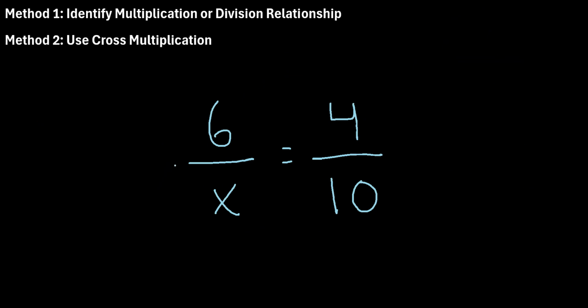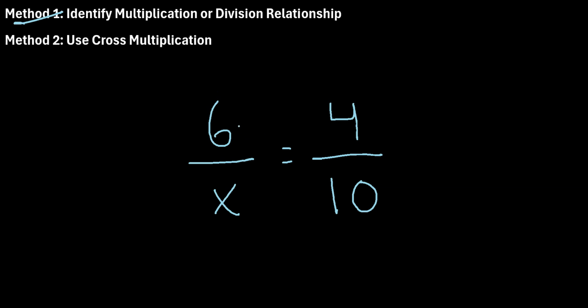All right, let's try one more example. Let's say we have 6 over x is equal to 4 over 10, and we want to solve for x. So we'll try the first method. Let's see if we can find a multiplication or division relationship. So since both values already exist in the numerators, we'll focus on the numerators. So is there a value that we can multiply 6 by or divide 6 by to get 4? Well, it turns out there is not a whole number that we can multiply or divide by to get 4. So we'll cross that out, and we'll try the second method, cross multiplication.